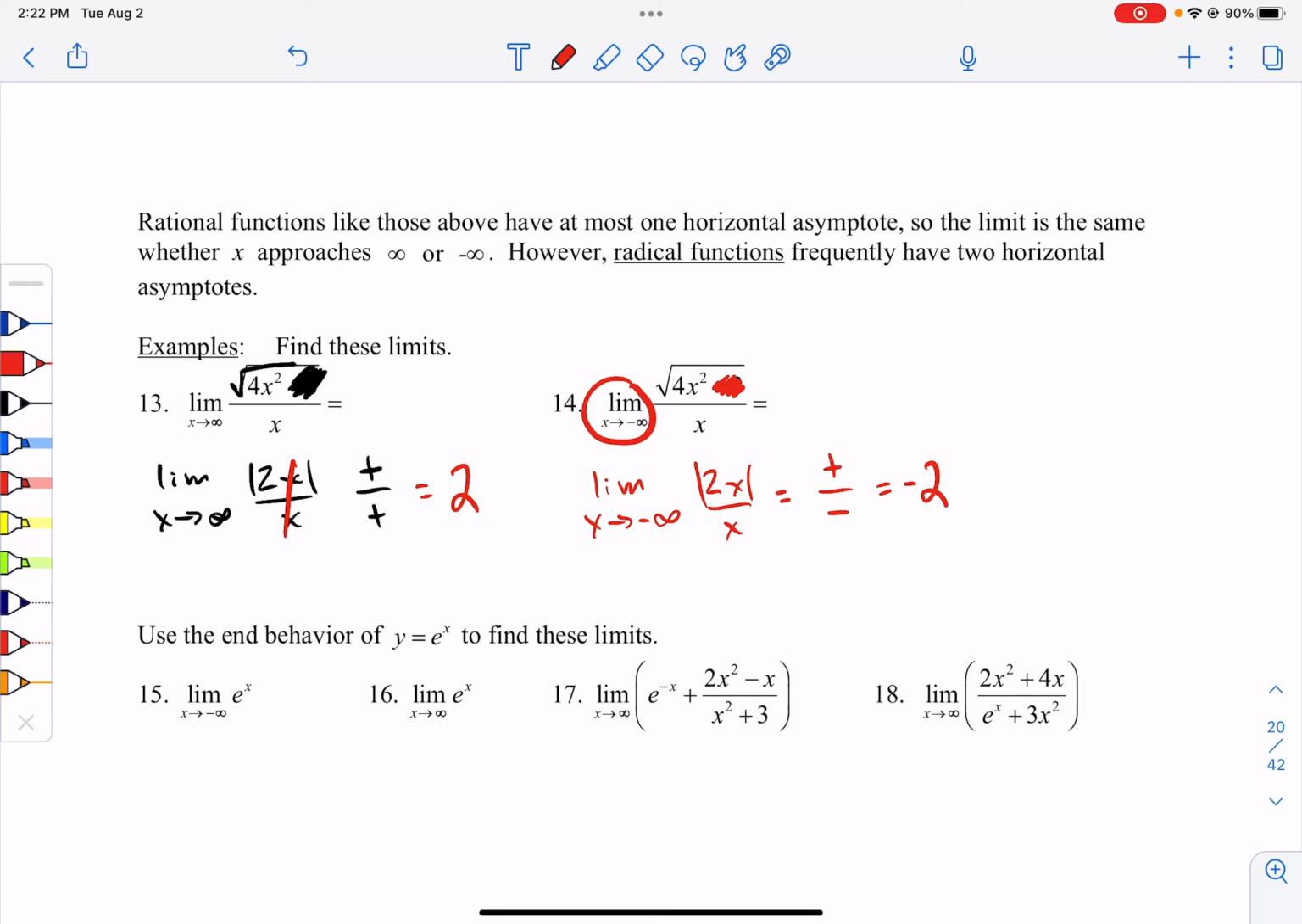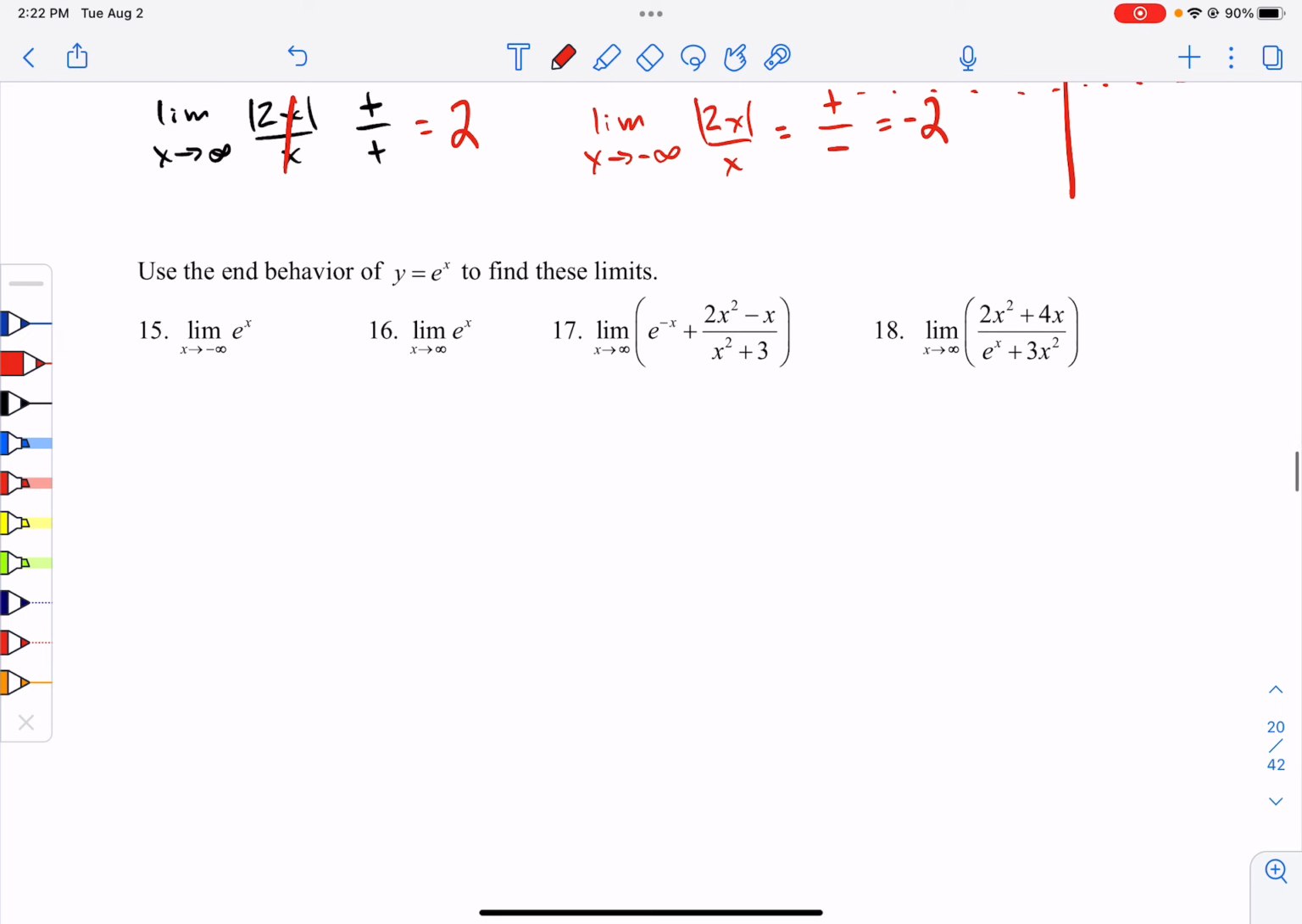So this function, if you were to graph it, you would see 2 horizontal asymptotes. If this is my function, you're going to see one at 2 right here, and then you're going to see one at negative 2 down there. There's going to be 2 different horizontal asymptotes.